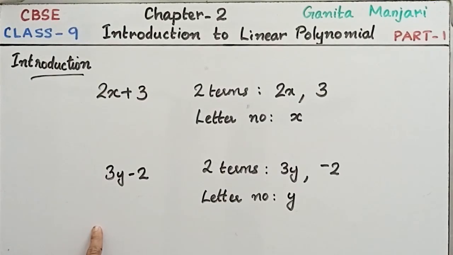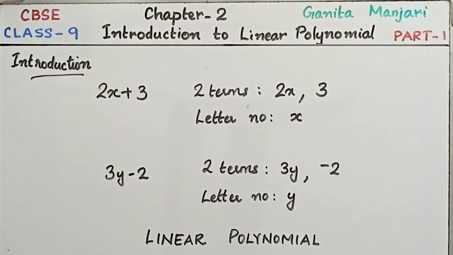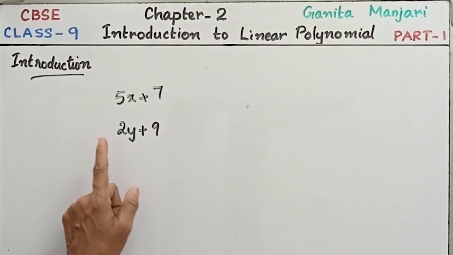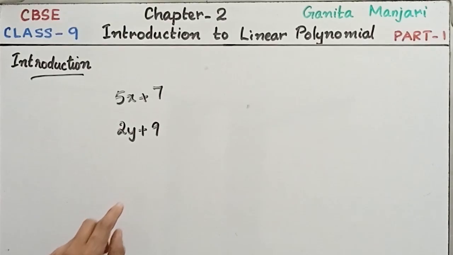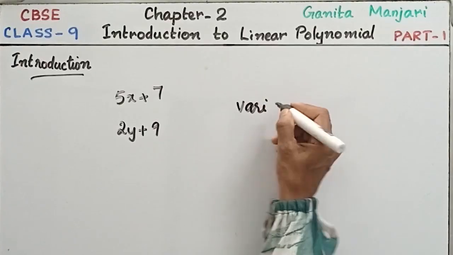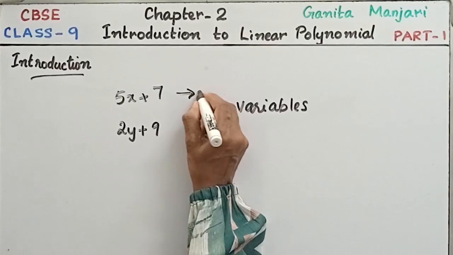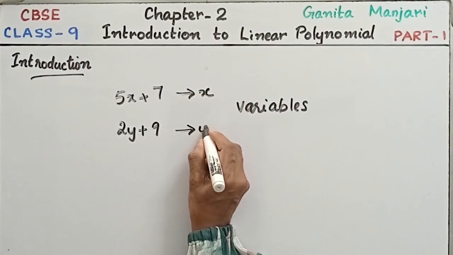These are some special type of algebraic expression called linear polynomials. In this chapter, we will study more about linear polynomials. Let's consider a few more examples. 5x plus 7 is a linear polynomial. 2y plus 9 is a linear polynomial. Here x and y are the letter numbers. Now instead of the word letter number, we are going to use an alternate word, variables. So in the first example, the variable is x and in the second example, the variable is y.